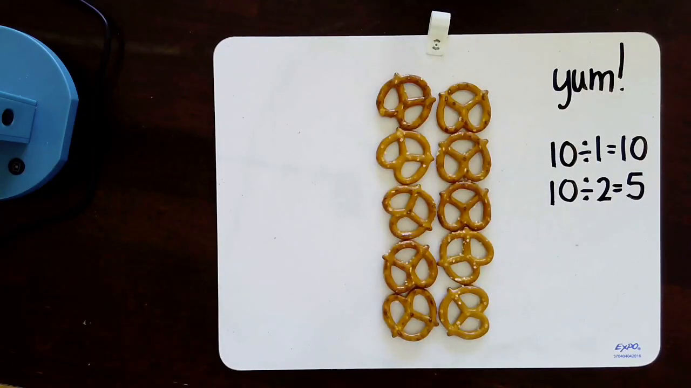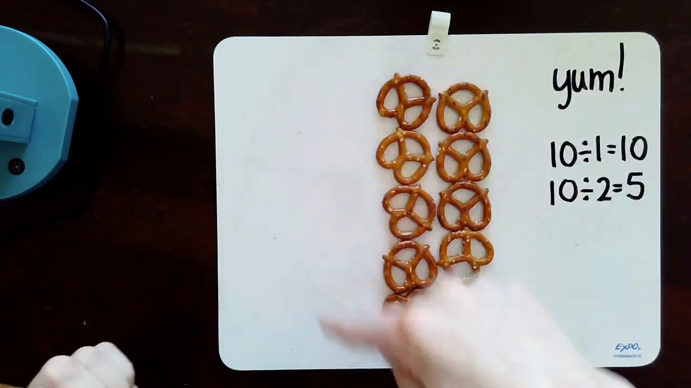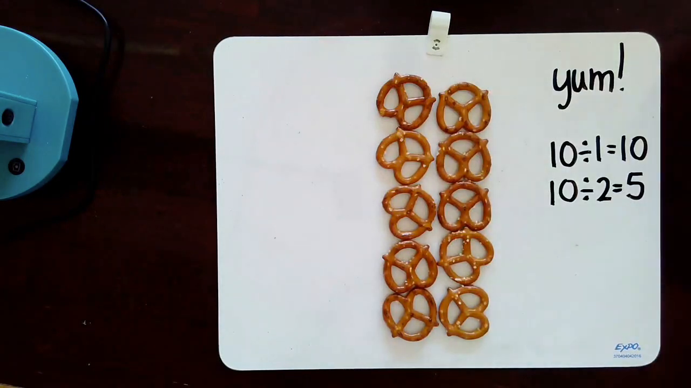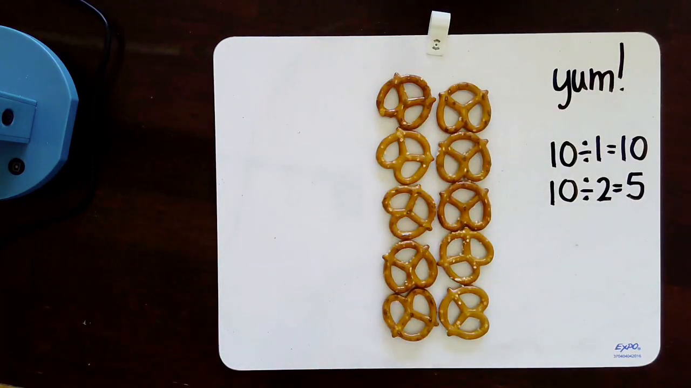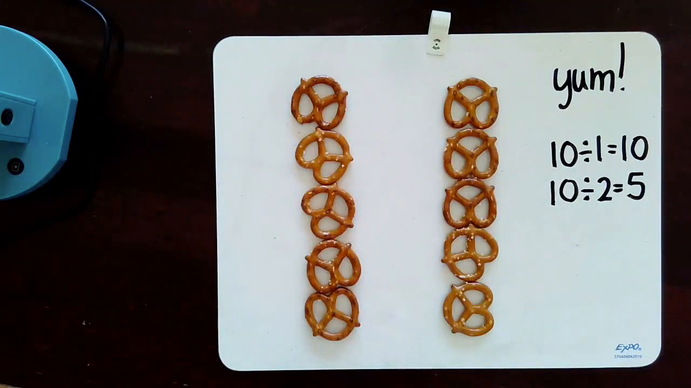I like practicing division with snack foods. I'm going to show you these 2 equations, 10 divided by 1 and 10 divided by 2. Right now, I have 10 pretzels divided by just one group. That equals 10 pretzels. Now, if I took my 10 pretzels and divided them into 2 groups, I would have 5 pretzels in each group.